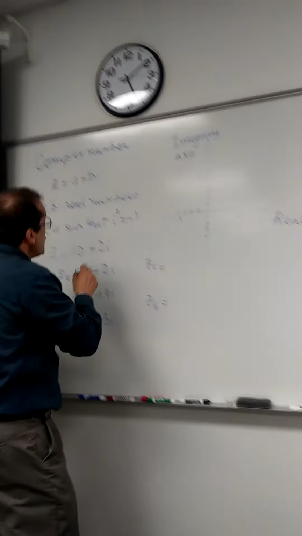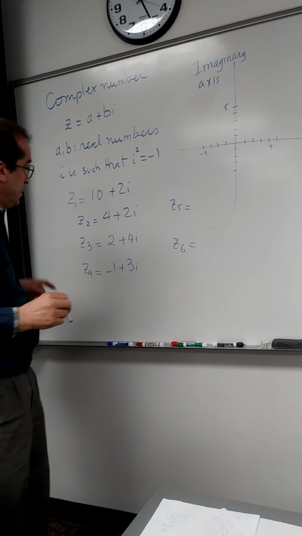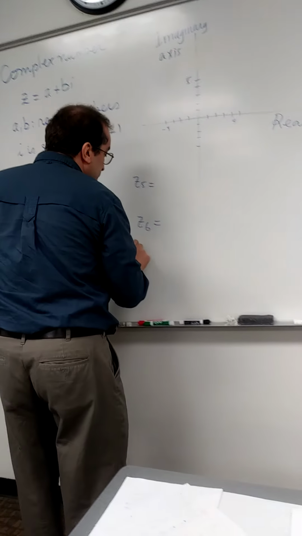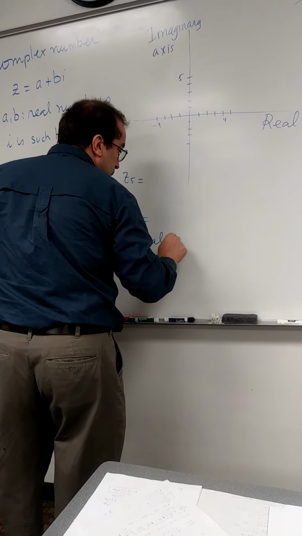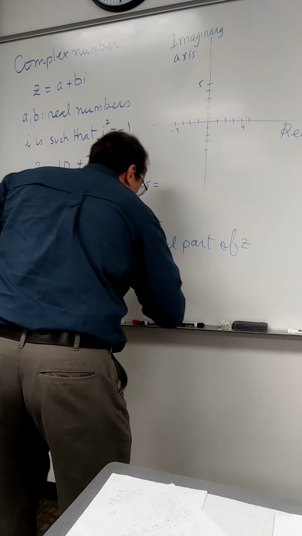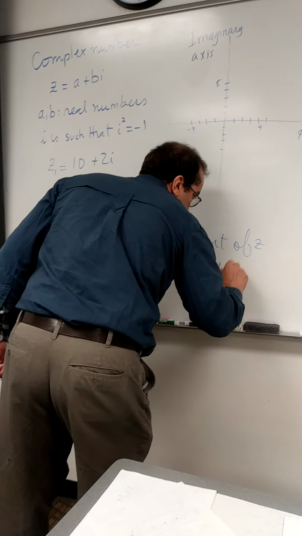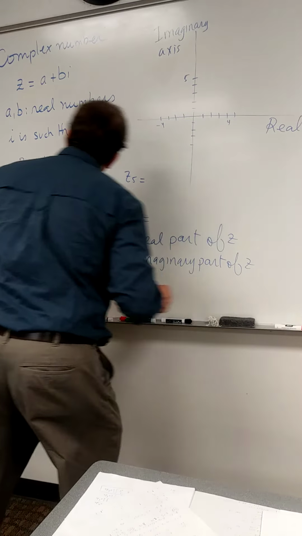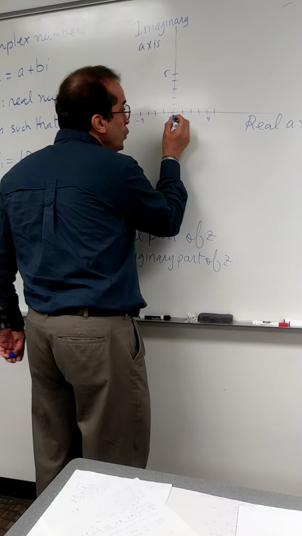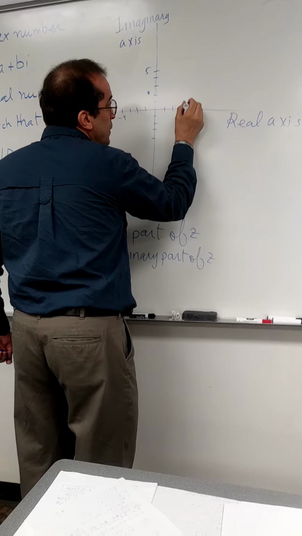The first number, a, is called the real part of the complex number, and the second number is called the imaginary part of the complex number. So a is called the real part of z, and b is the imaginary part of z. So this number here, z2, is 4 plus 2i. Its real part is 4. So you go 4 units in the real direction and 2 units up.